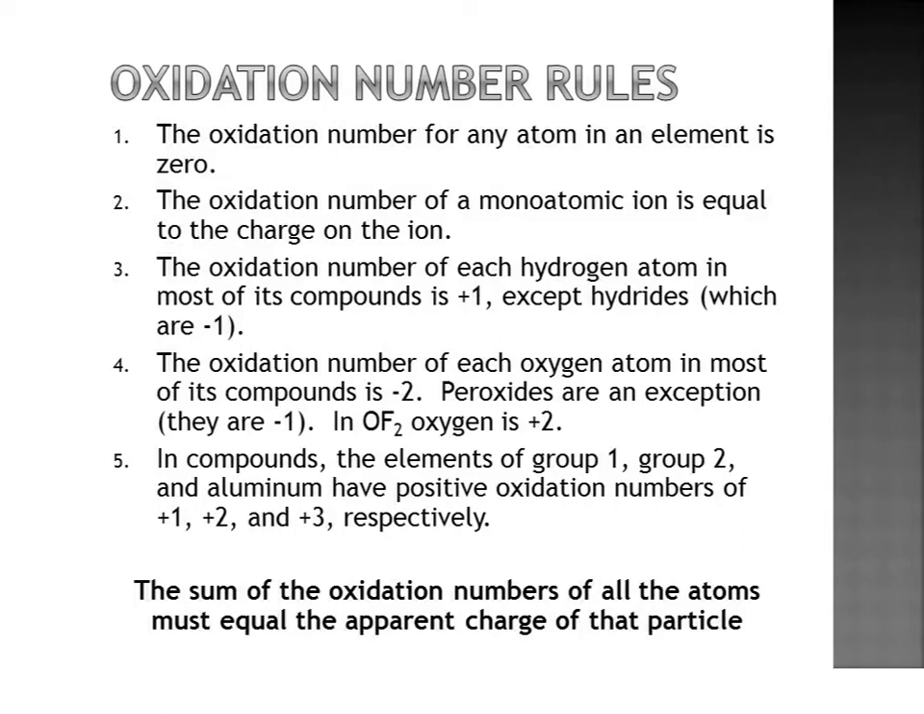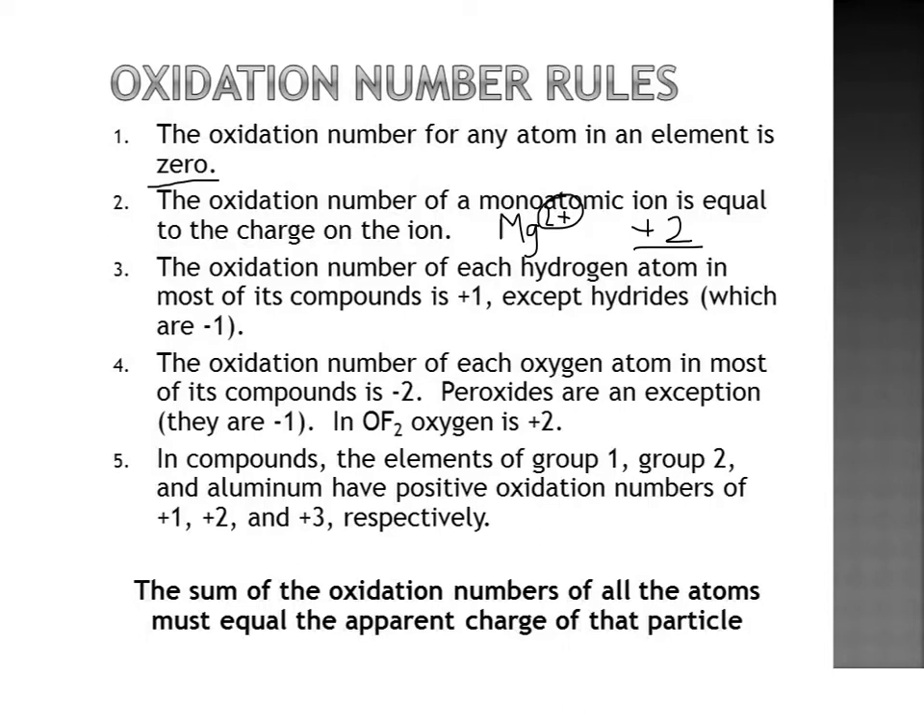The first rule is that the oxidation number for any atom in an element is always 0. The oxidation number of a monoatomic ion is equal to the charge on the ion. So for example, Mg2+ would have an oxidation number of +2 because that's equal to the charge on the monoatomic ion.